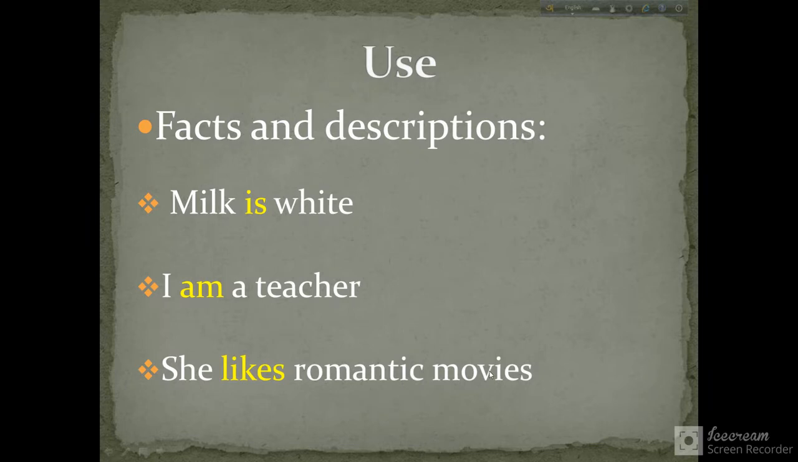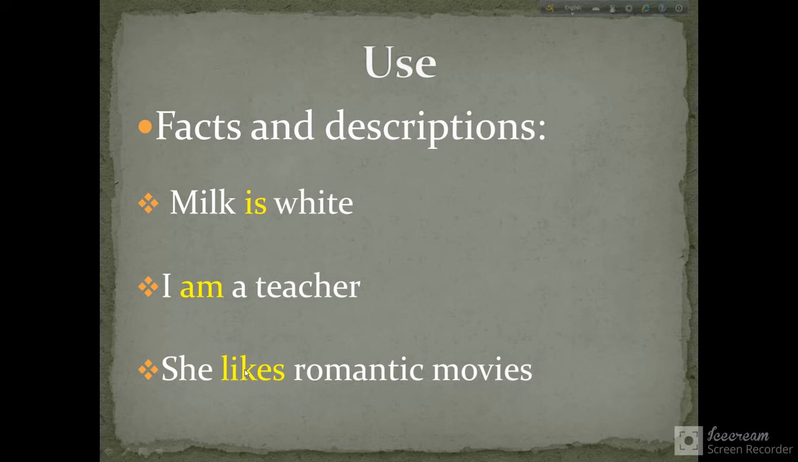She likes romantic movies. The descriptive sentence is she likes romantic movies. So the first one is facts: milk is white. The second one is I am a teacher. And the third one is descriptive: she likes romantic movies. Okay?